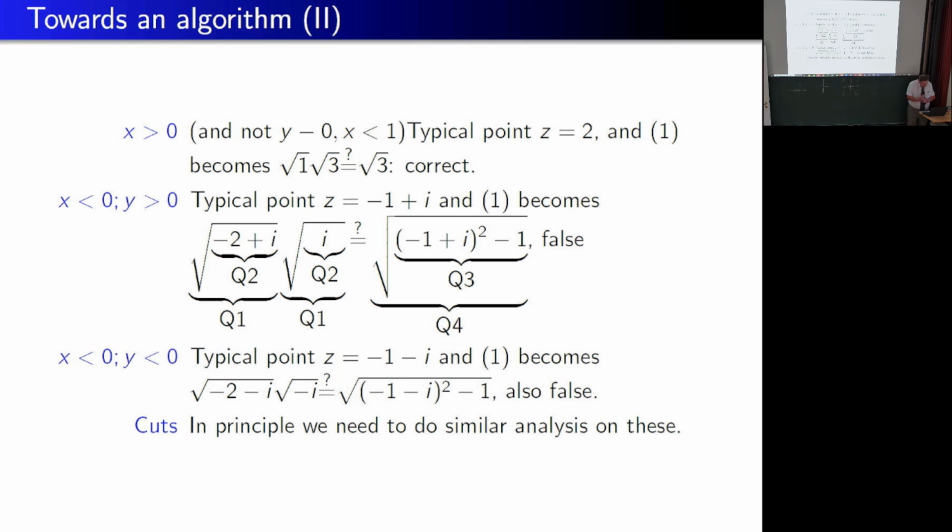And the same is true of the point down here, minus 1 minus i. And if you're really pedantic, you ought to check each of the branch cuts as well, but we already know it's false. We know it's not universally true. And this is close to being an algorithm.